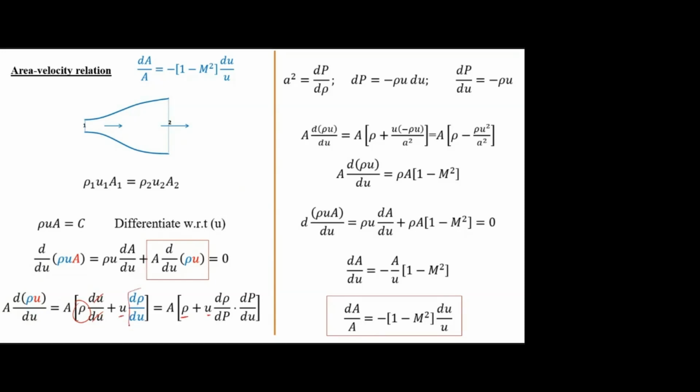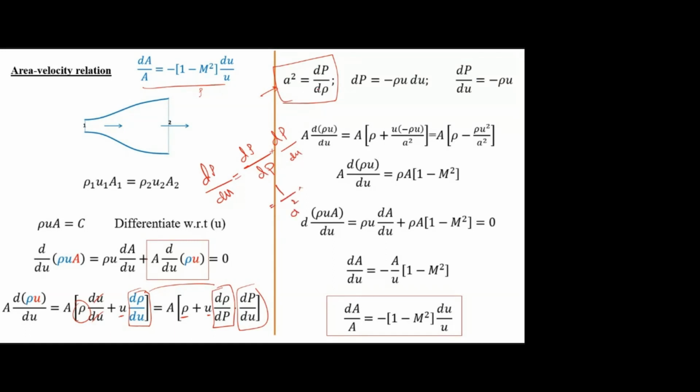Then instead of this d rho by du, because in the final term there is no density, to convert that they are writing it as two terms, that is d rho by dp into dp by du. Why they want to write in this manner: we know this dp by d rho is a square. In the speed of sound derivation we studied, a square is equal to dp by d rho. So instead of this I can write 1 by a square.